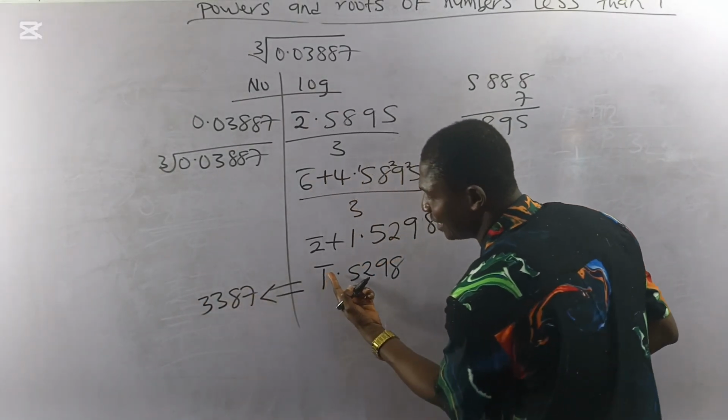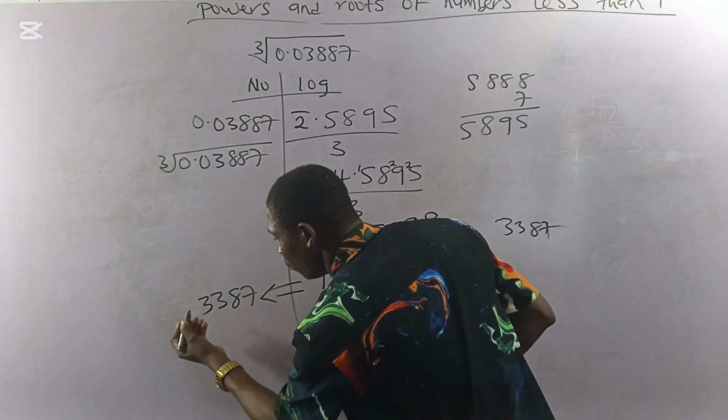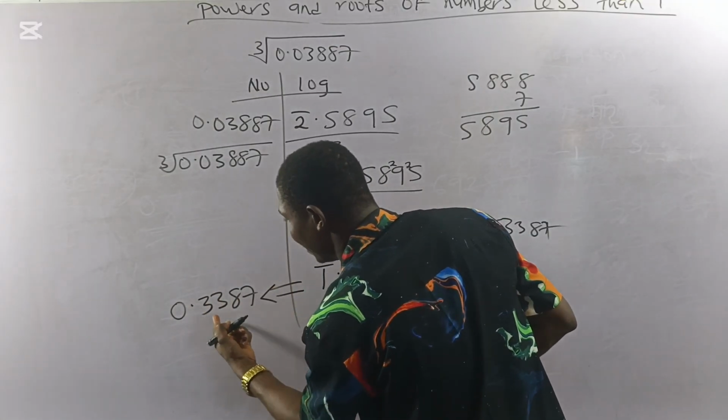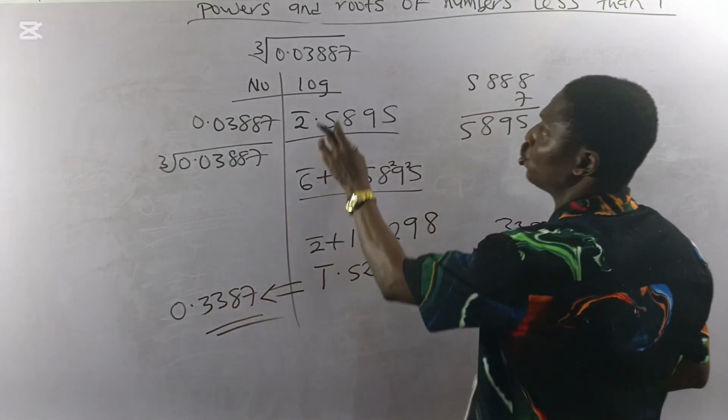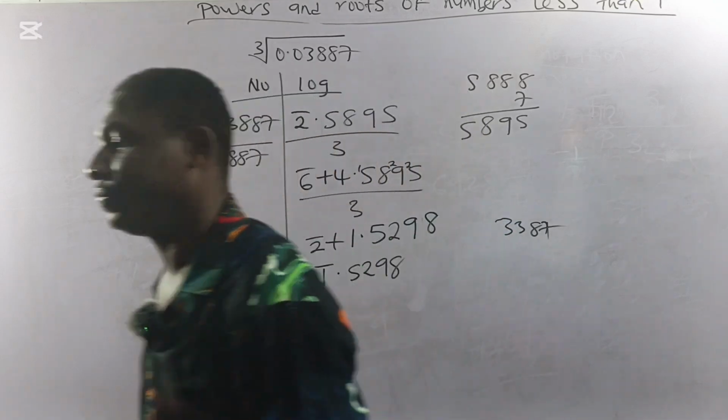So I have 3387. Then this is bar 1. So bar 1 means I need a 0 before my number. So I have 0.3387 as the solution of this question.